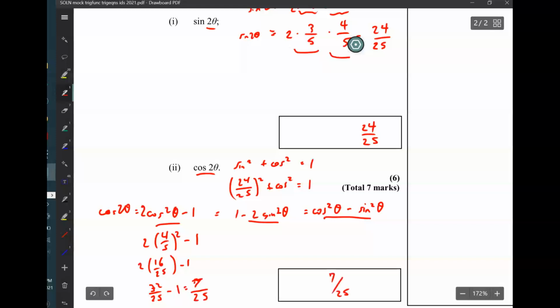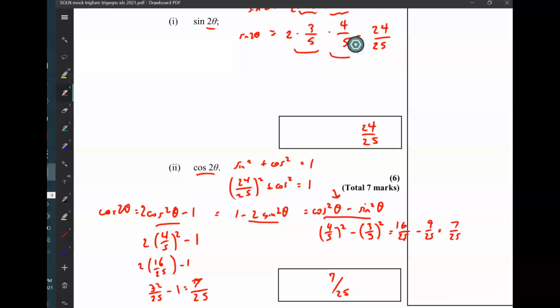We could also do it with this option here, which I said is the one to avoid. So cosine squared theta would be, like I said, 4 over 5 squared, and then sine squared theta would be 3 over 5 squared, and so that would be equal to 16 over 25 minus 9 over 25, which is also equal to 7 over 25. So you can see that using any of these three formulas, you're going to get 7 over 25 for the cosine of 2 theta. That's it.